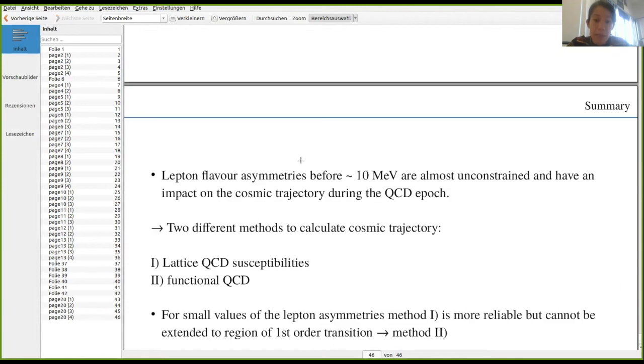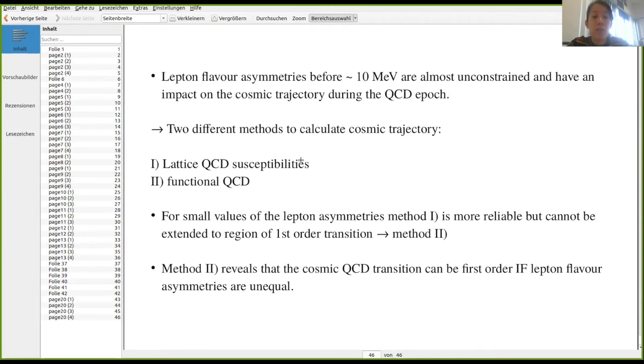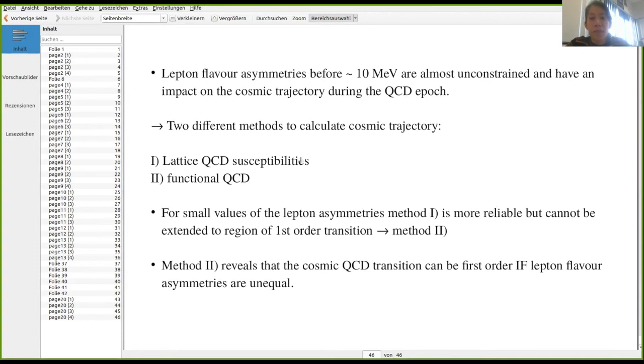And indeed, method 2 revealed for the first time that there can be a first order cosmic QCD transition if the lepton flavor asymmetries are unequal. If they are equal, then in principle, if you make the total lepton asymmetry large enough, there can be a cosmic QCD transition, but this is already excluded by CMB and BBN constraints. So that's basically what I wanted to tell you.